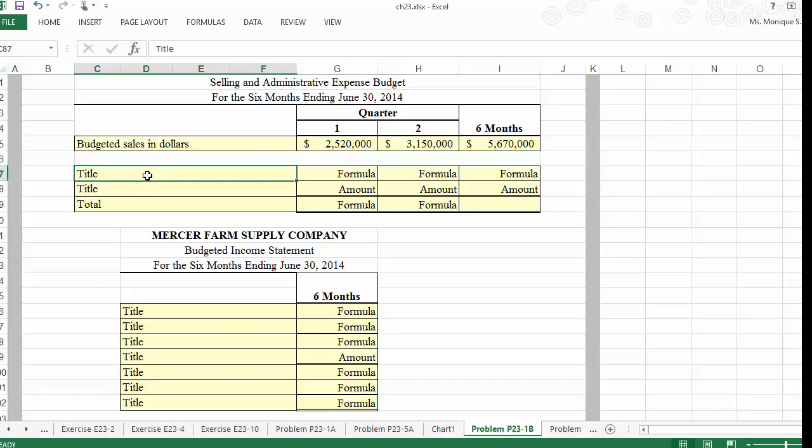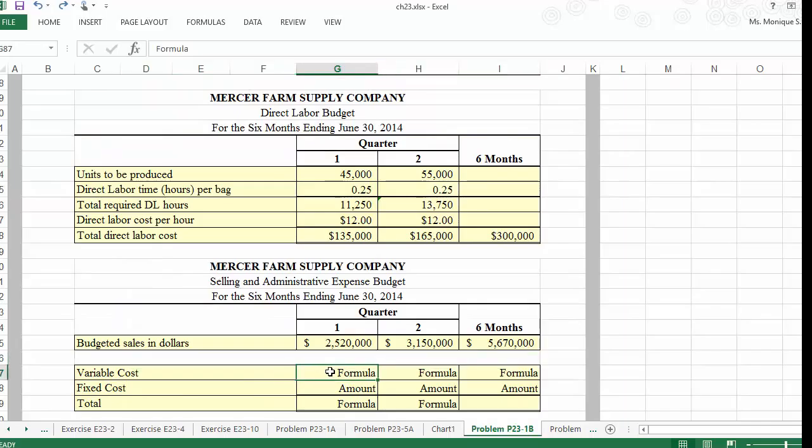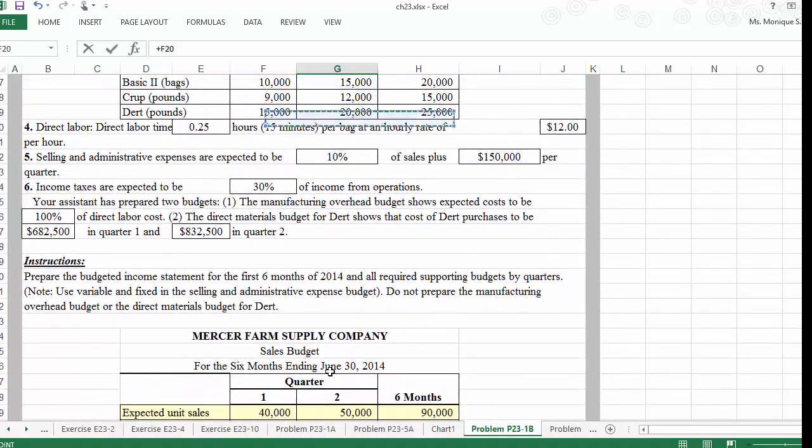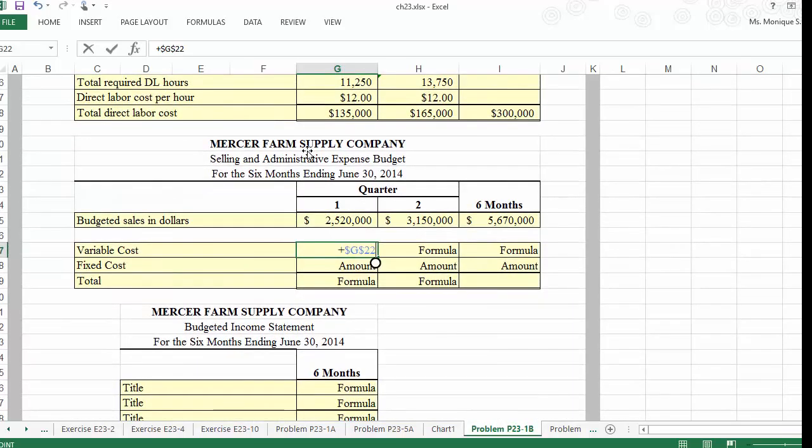Then we're going to take our variable costs, and then we'll have our fixed costs, and then we'll have our total. So for variable costs, I think it's 10%. And what I'm going to do here, you see I'm selecting G22, which is the cell the 10% is. But I'm going to press the F4 key. I'm pressing the F4 key right now.